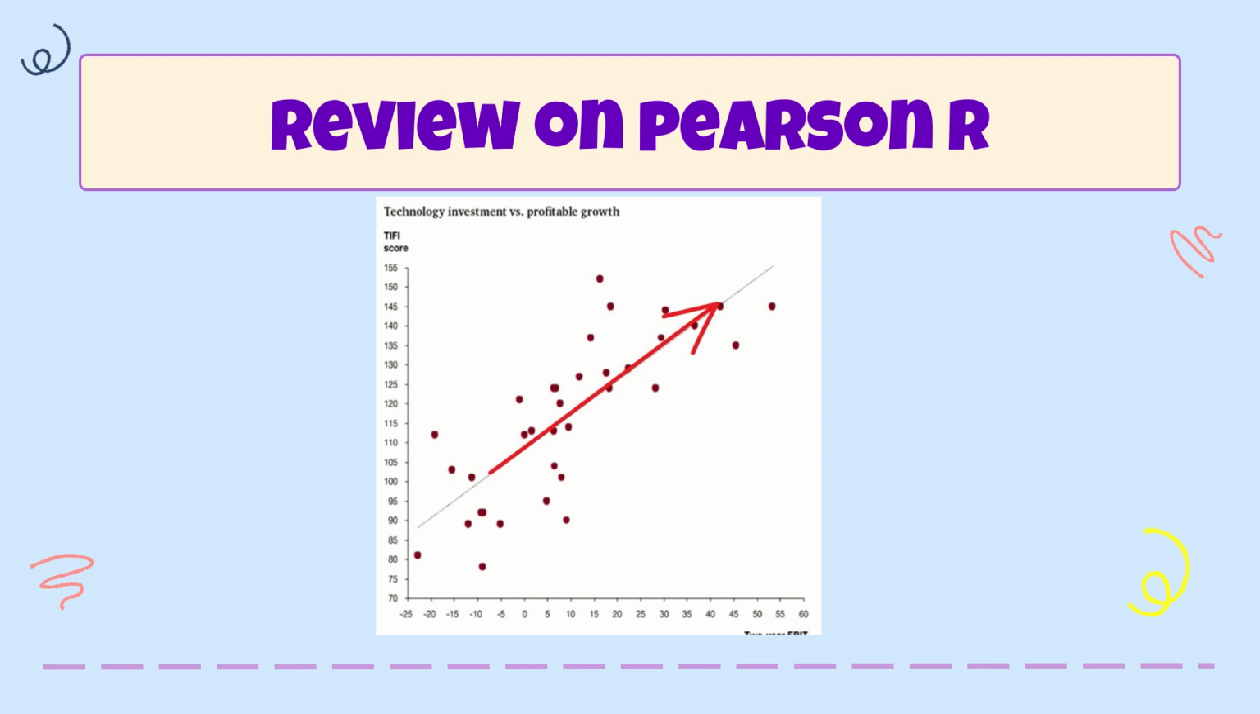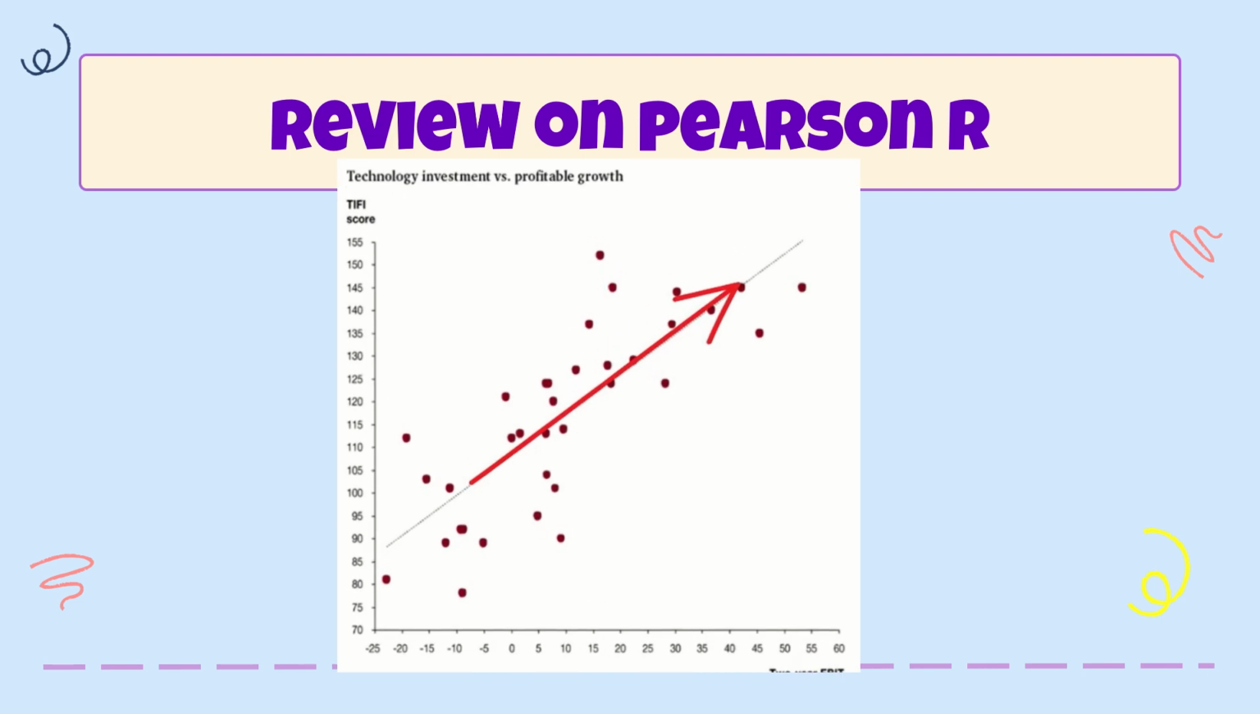We know that there are two major types of correlation. You have the positive correlation and the negative correlation. The positive correlation states that both variables increase. For example, the higher the technology investment that you get, the higher also the profit or the profitable growth. They both go in one direction. Okay, that is a positive correlation.